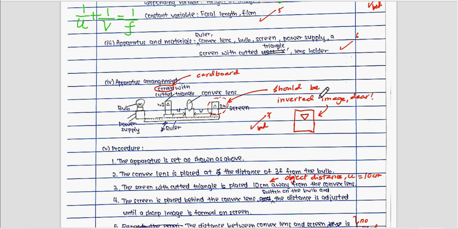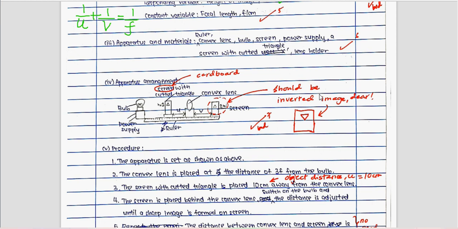Apparatus material. Okay, when you draw your diagram, make sure all the apparatus are in line. Okay, mesti dalam satu garis. Okay, jangan senget menyenget lah. It must be satu garisan. When you do this experiment, kalau your diagram ada apparatus is not in line, you will not get the image form on the screen correctly.